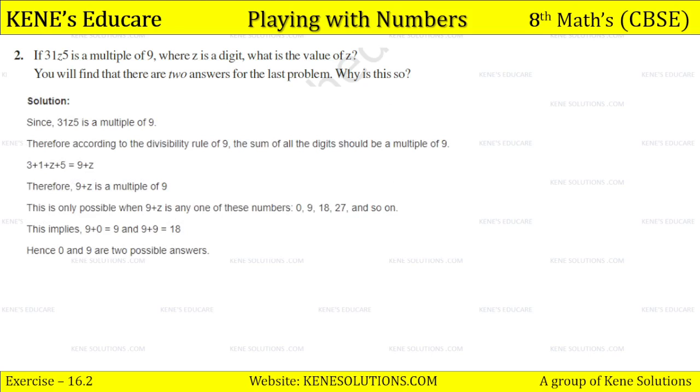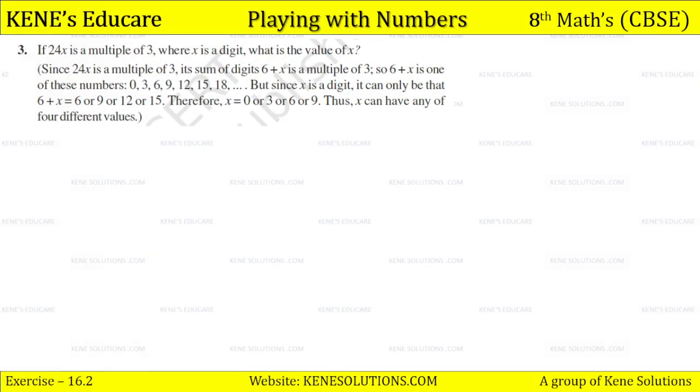So 3 plus 1 plus z plus 5 is equal to 9 plus z. So therefore 9 plus z is a multiple of 9. This is possible when 9 plus z is any one of these numbers, 0, 9, 18, 27 and so on. This implies 9 plus 0 is equal to 9 and 9 plus 9 is 18. So hence 0 and 9 are two possible answers.